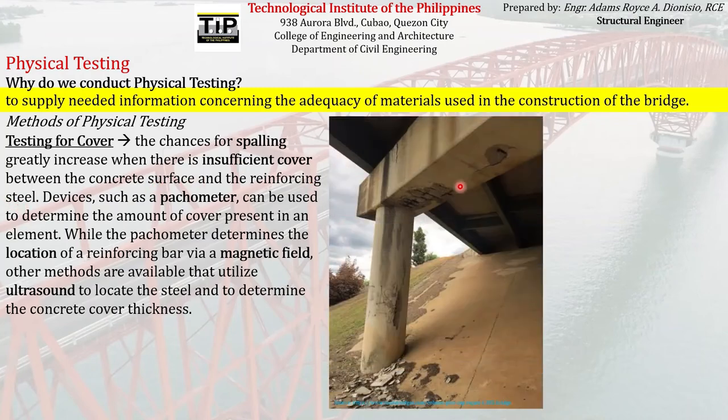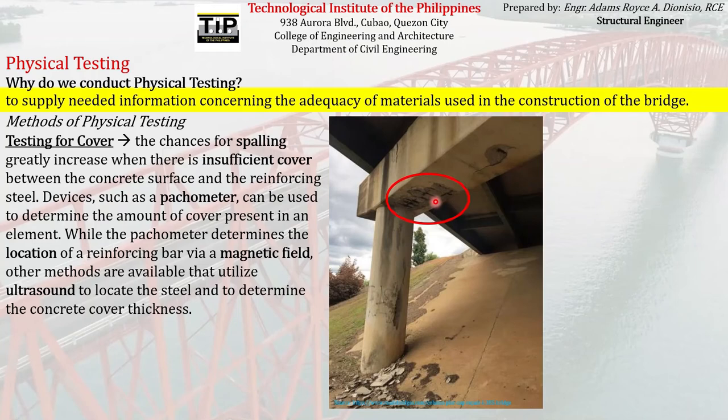So when we say spalling, it looks something like this. Usually spalling happens because there is insufficient cover between the concrete surface and the reinforcing steel, thereby increasing the chances of the concrete surface to spall out and expose the reinforcing steel beneath the concrete surface. Usually that scenario happens because there is no sufficient cover between the concrete surface and the reinforcing steel.